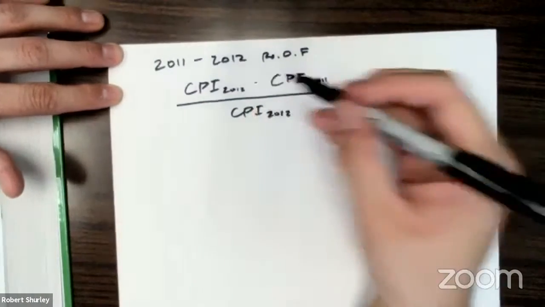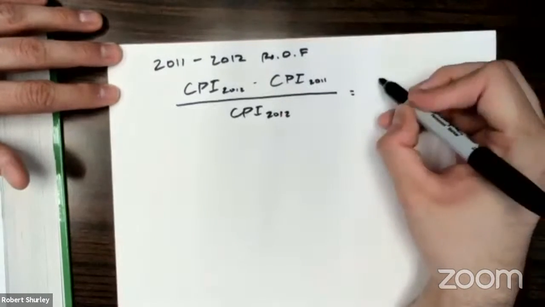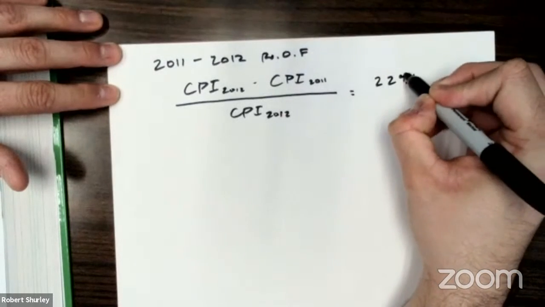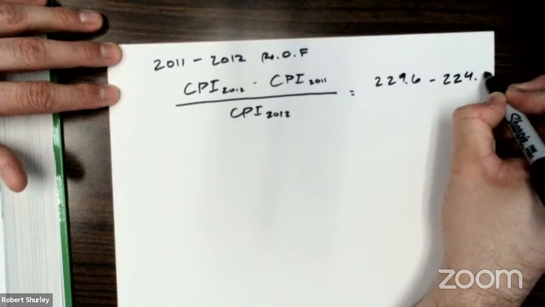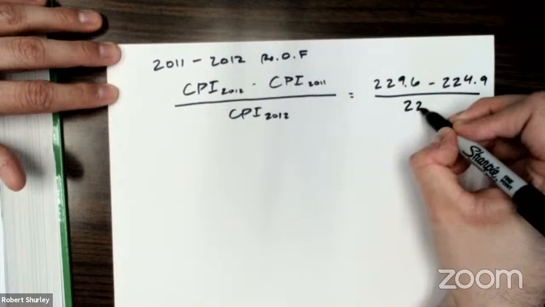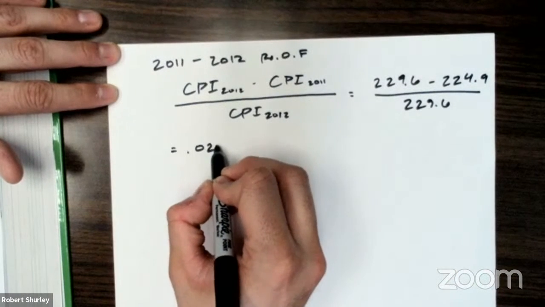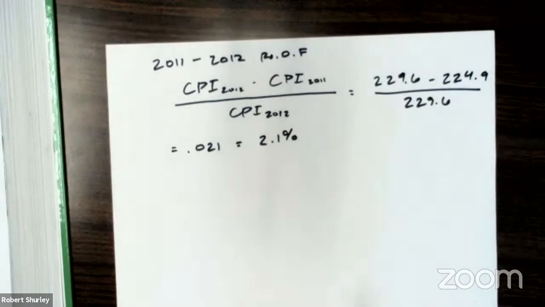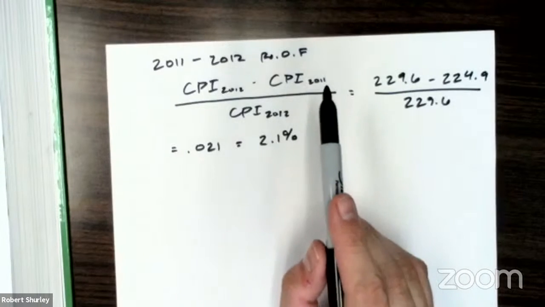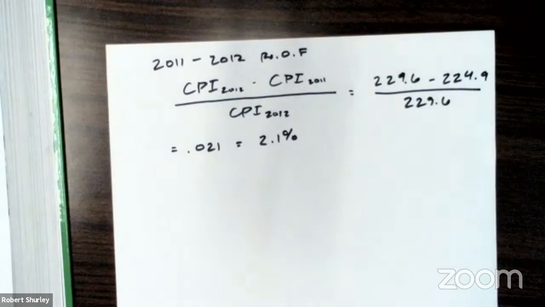The more current year, I should say. So if we look at this, the CPI for 2012 was 229.6 minus the older year, the year before, which is 224.9. And then you divide it by 229.6, and you wind up with 0.021. So we get a 2.1% rate of inflation. So from 2011 to 2012, we get 2.1% inflation, which is pretty normal.